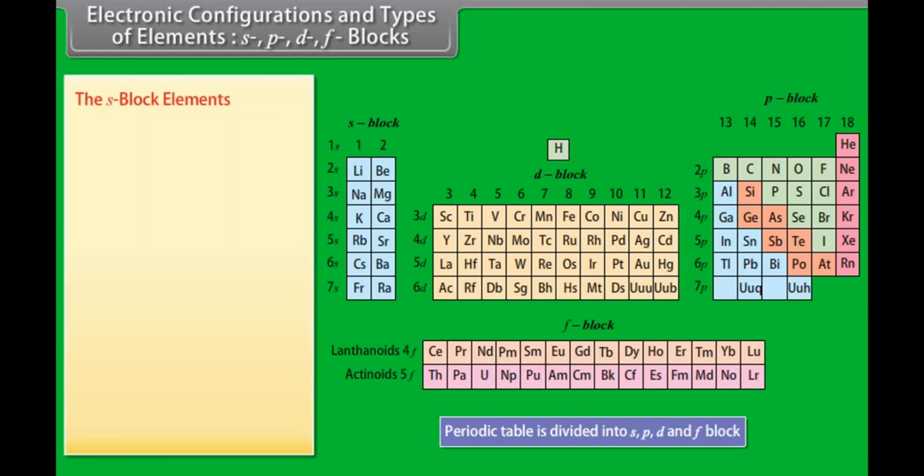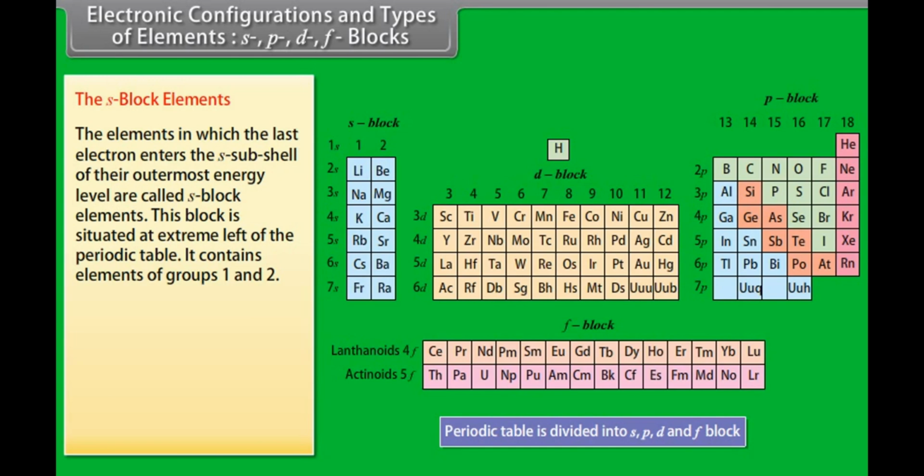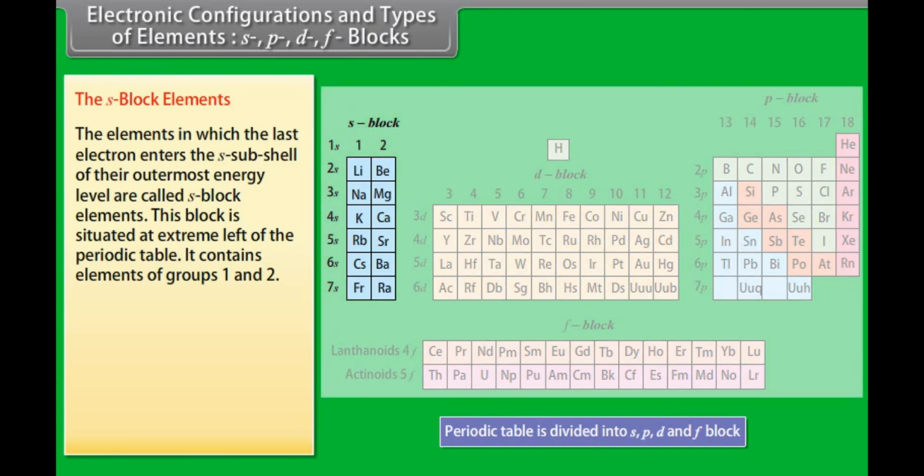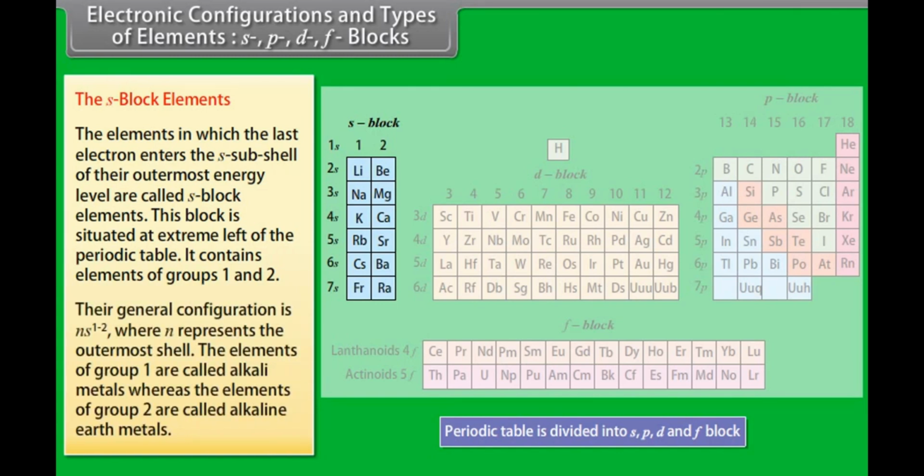The s block elements. The elements in which the last electron enters the s subshell of their outermost energy level are called s block elements. This block is situated at the extreme left of the periodic table. It contains elements of groups 1 and 2. Their general configuration is ns¹⁻² where n represents the outermost shell.